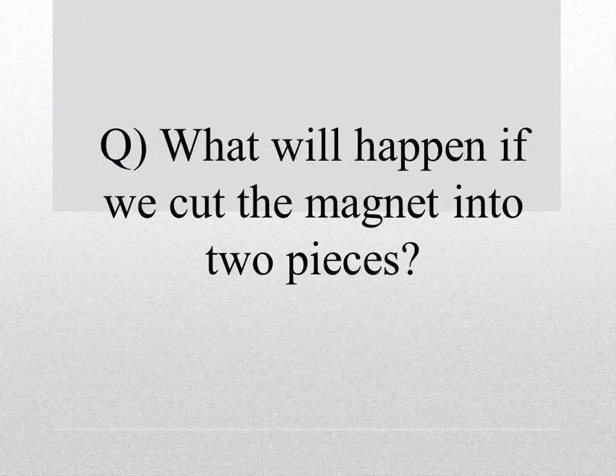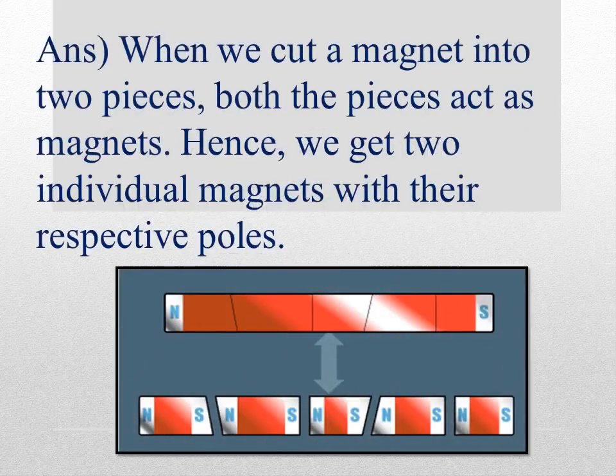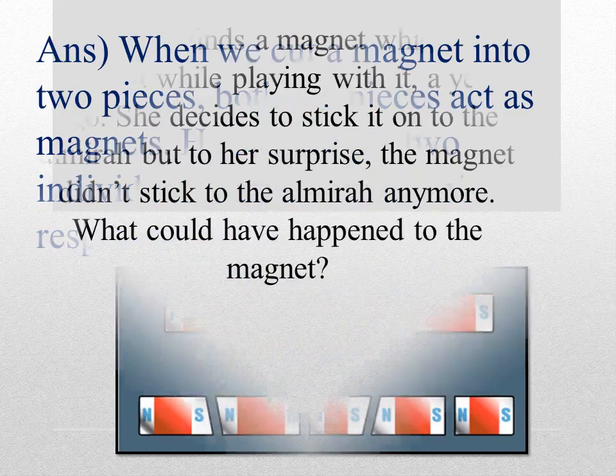What will happen if we cut the magnet into two pieces? When we cut a magnet into two pieces, both the pieces act as magnets. Hence, we get two individual magnets with their respective poles.